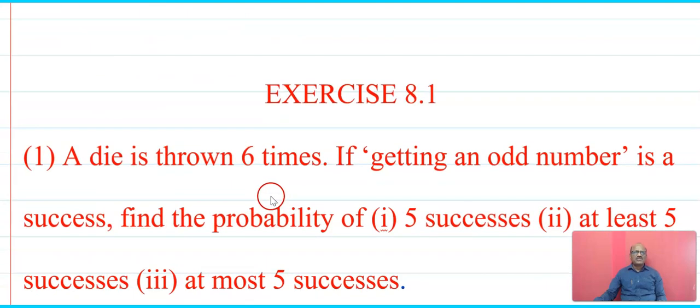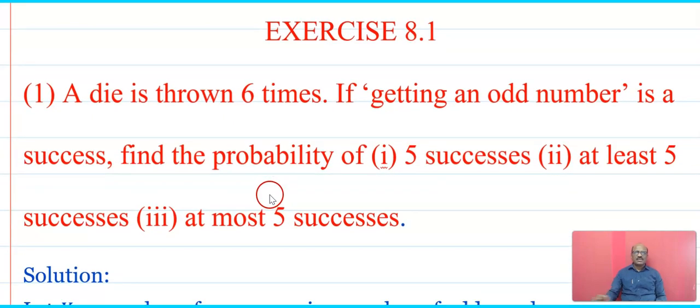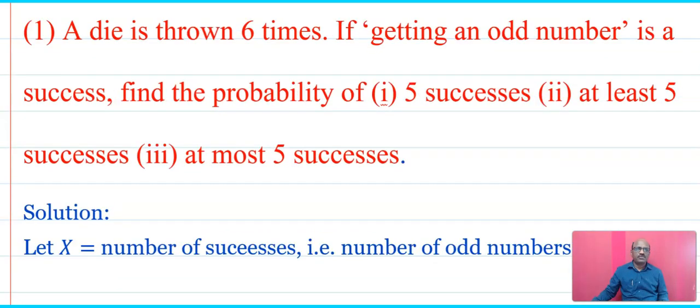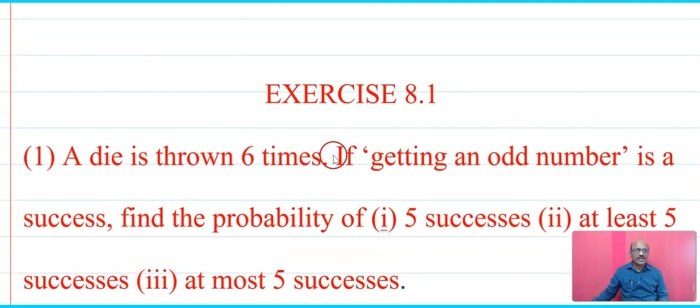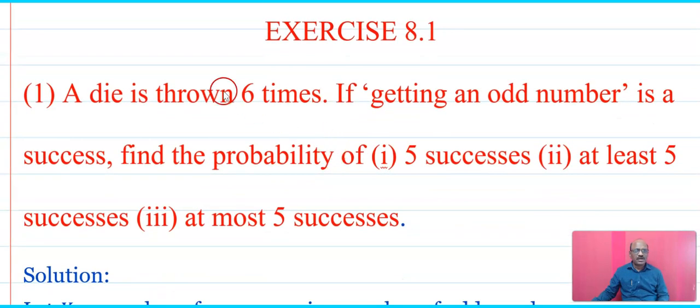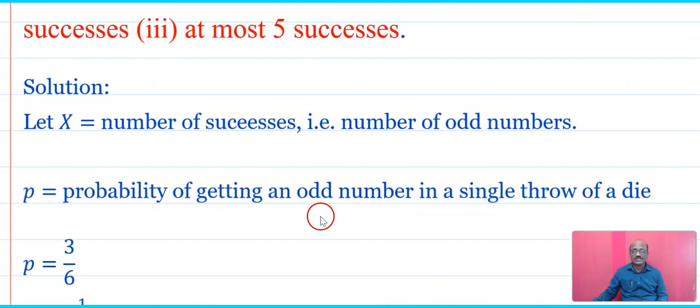Okay. Now we start the exercise 8.1. A die is thrown 6 times. If getting an odd number is a success, find the probability of 5 successes, at least 5 successes, at most 5 successes.